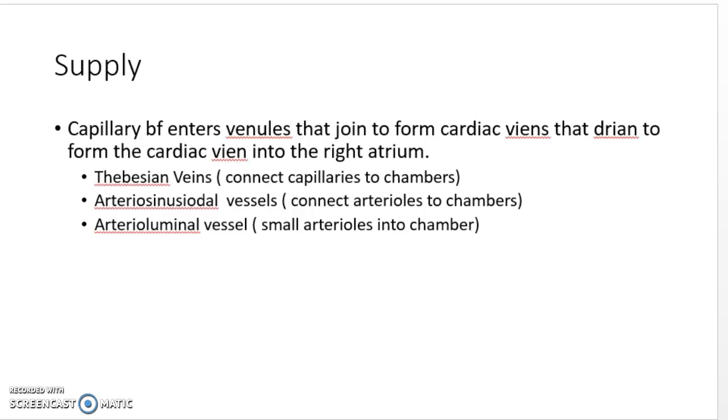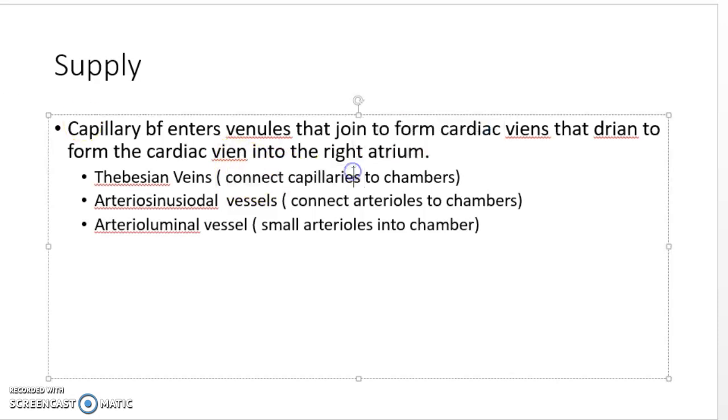Many capillaries join to form the cardiac veins, and they drain into the right atrium. There are Thebesian veins, which connect capillaries and empty into the chambers. And there are arteriosinusoidal vessels and arterioluminal vessels. Arteriosinusoidal vessels connect arterioles to the chambers, and arterioluminal vessels connect small arterioles into the chambers.